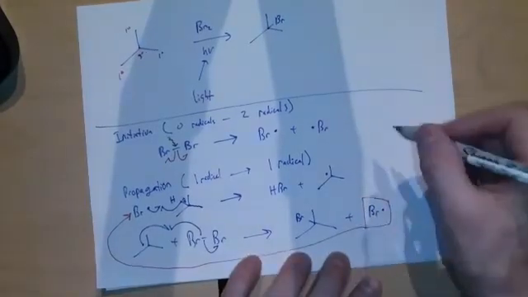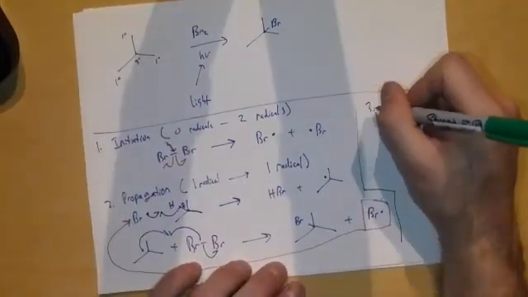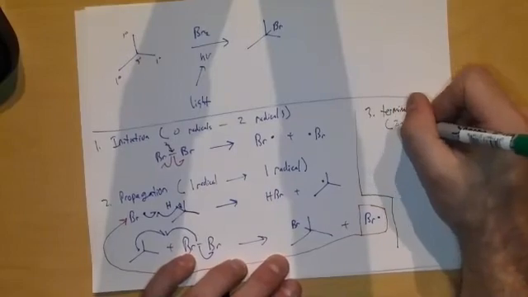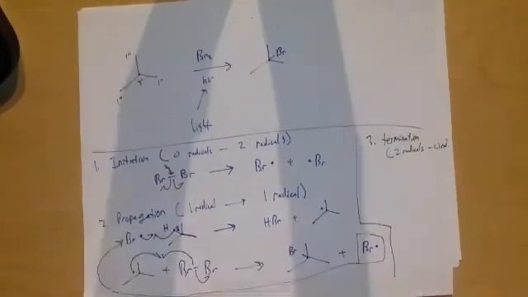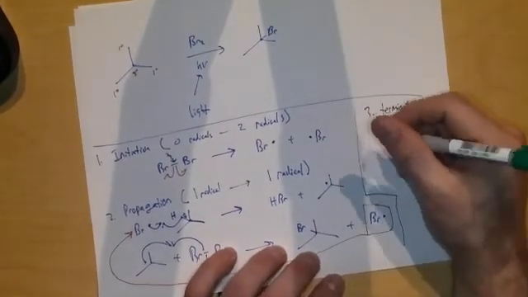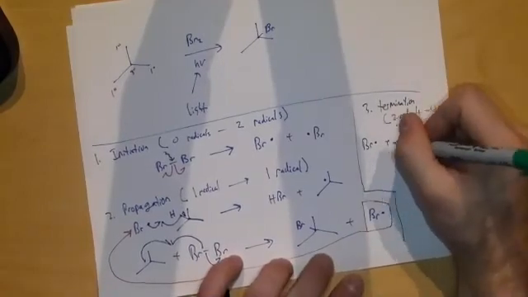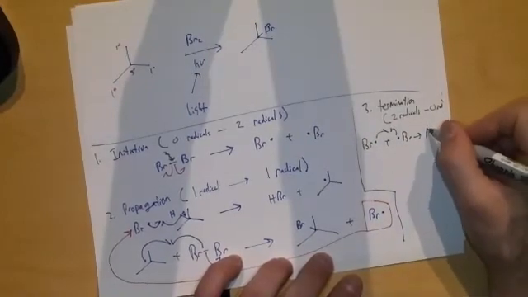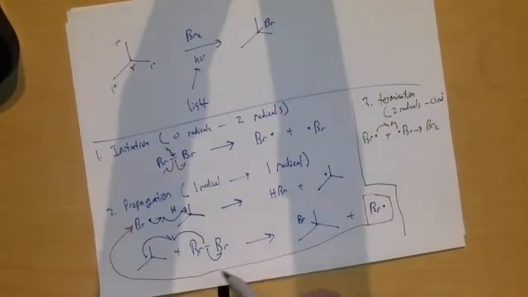The last step is termination. So 1, 2. And termination is where you take 2 radicals and you generate something with 0 radicals. So if we take, for this case, there's 3 different options. BR radical plus another BR radical, we can make BR2. And then this can just get fed back into our system somewhere, maybe down here.